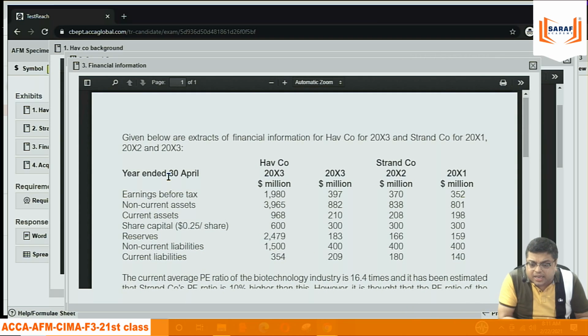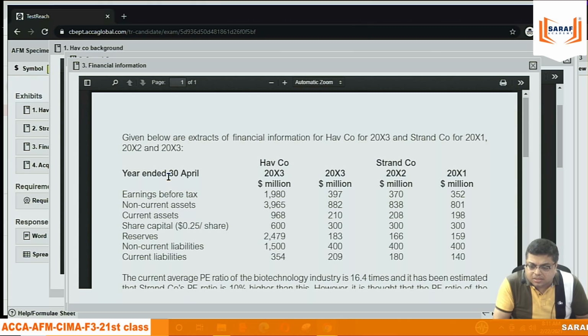Now the numerical data given. Given below are extracts of financial information for each company for 2013 and S company for 2011, 12, 13. So our data for only current year, their data for last 3 years. Our data, all the figures are in millions.